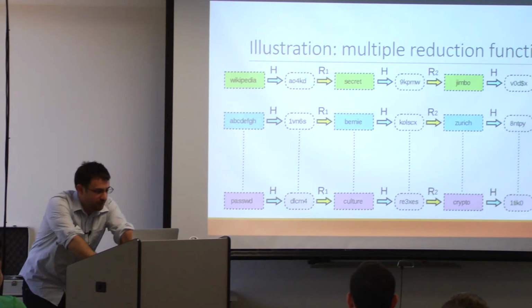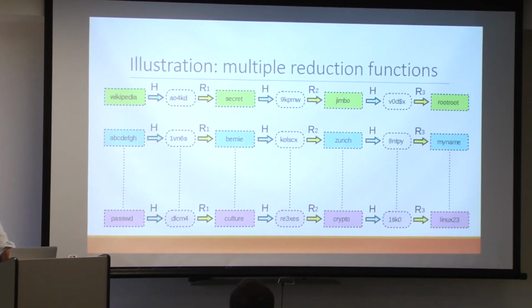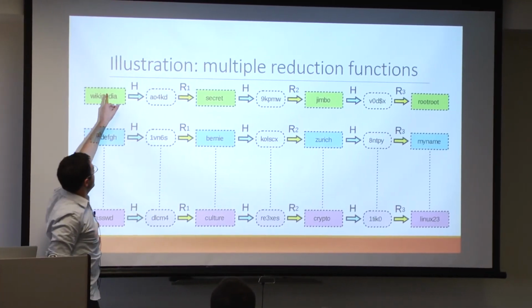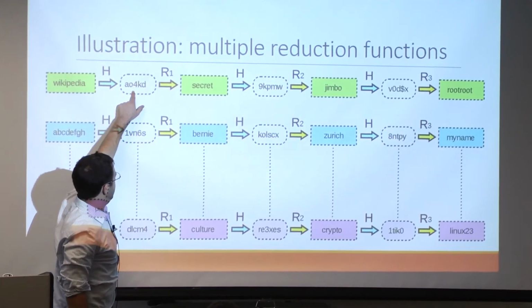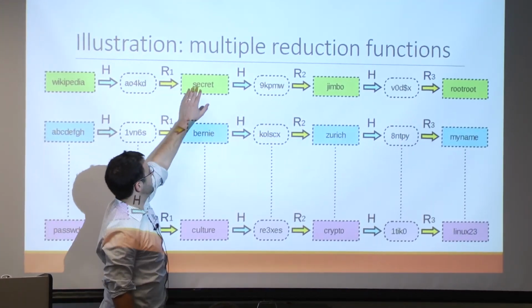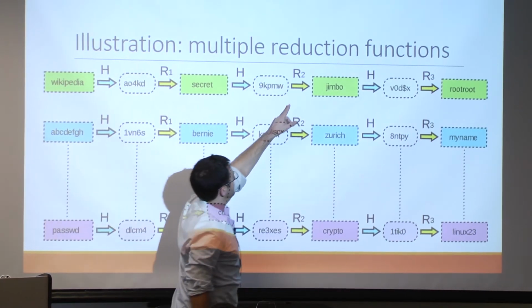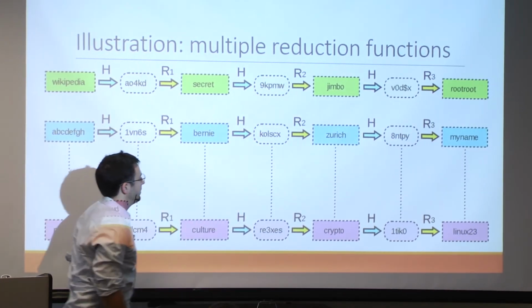Here's an example from Wikipedia of multiple reduction functions. So you have an original password, apply the reduction function, get a hash, apply the hash function, get a hash, apply the reduction function, get another password, and now this is a different function from R1, and so forth.